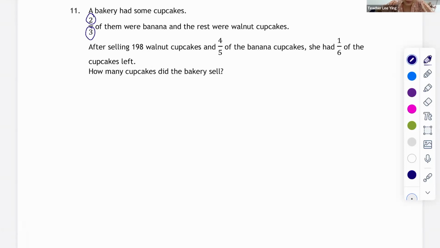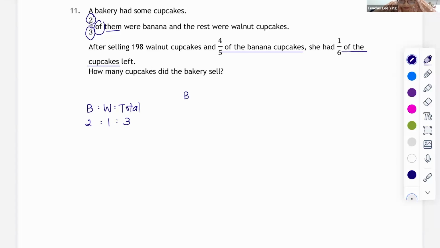We can form a ratio now, right? And then after selling 198 walnut cupcakes and 4/5 of the banana cupcakes, she had 1/6 of the cupcakes left. So by observing all these fractions, we realize that this is referring to the total. So this 6 over here, of the cupcakes, this 3 is also referring to the total of them. Okay, so let's just form some ratios. All right, so banana to walnut to total is going to be 2:1:3.